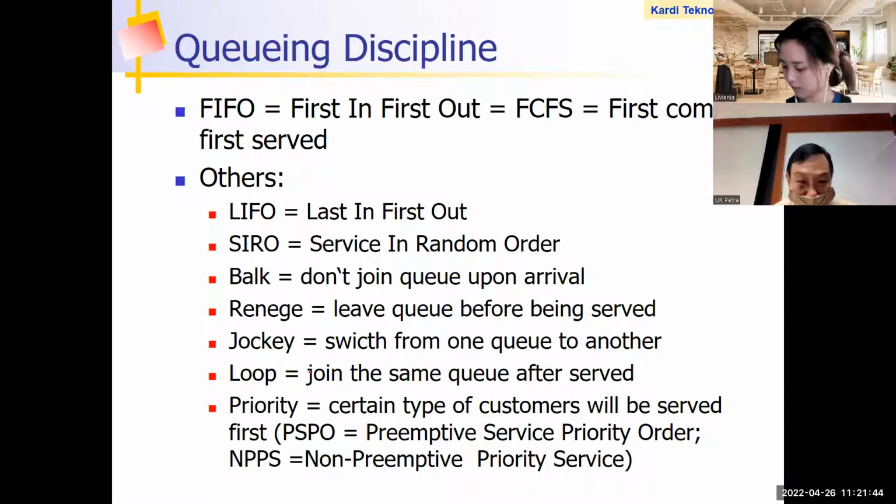Priority queue: we have one slide special for this. A special type of customer will be served first. For example, in a hospital, the emergency case will be served first. In the bank, if you have a privilege card you will be served first. Maybe you are older than 65, you will be served first. So this is priority queue. There are two types here, PSPO and NPPS. PSPO is preemptive service priority order, and the other one is non-preemptive. We will discuss this later when we talk about priority queue.